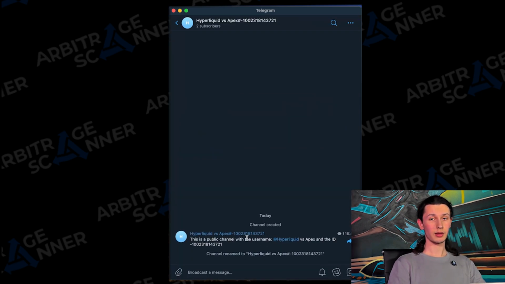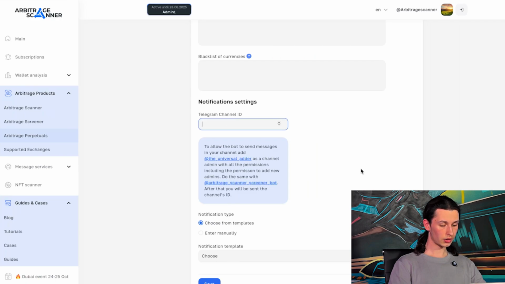And in a few seconds the bot will send me the message with the chat ID, that is the one. Copy it with a minus sign, go back to the notifications and input it here in Telegram channel ID.